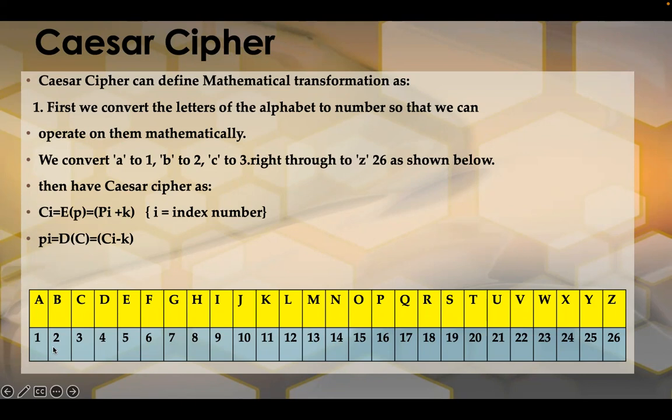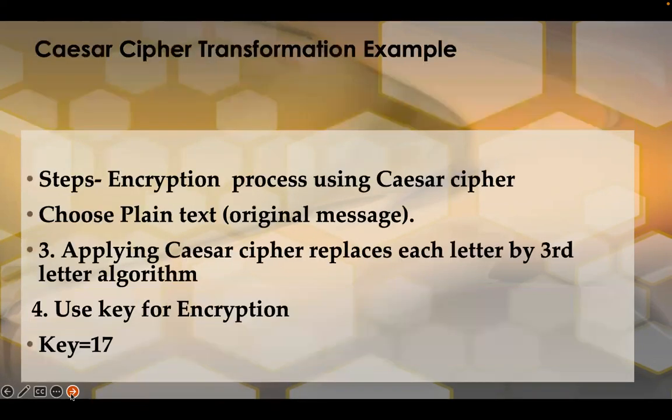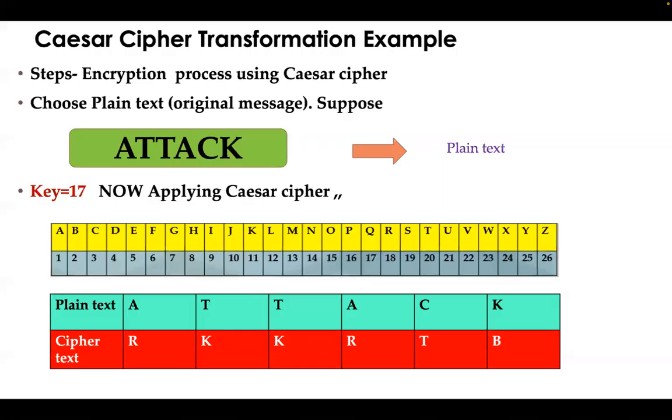And we have some rules for the encryption and decryption methods. Now let's see how it works. First, we have to choose a plaintext, which is the original message. Then we apply the Caesar cipher, which replaces each letter by the third letter, and we have to use a key for encryption. Now, suppose we choose a plaintext for encryption, which is ATTACK, and our key is 17.